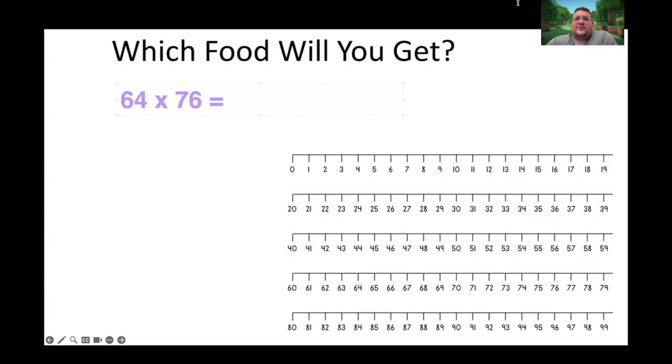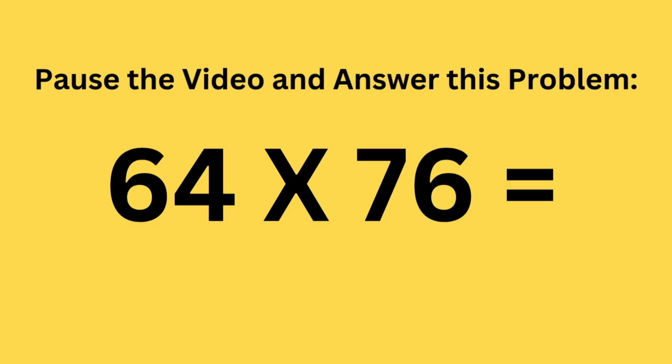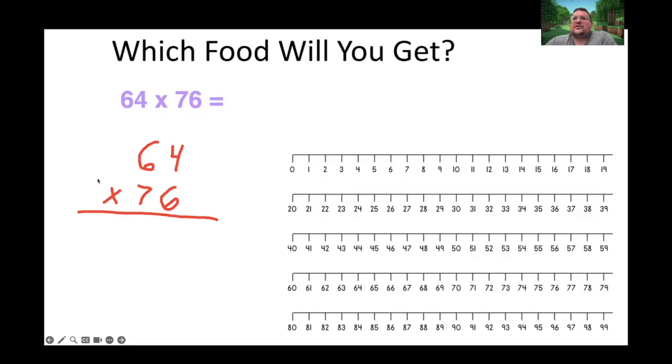All right, we need to figure out which food we are going to earn, and to do that, we need to answer this multiplication problem. 64 times 76. So what I want you to do is pause the video, solve it, come back, we'll do it together, and then we'll see, will you get the rabbit stew, the berries, or nothing? All right, you should have your answer written down. Remember, we're going to start with the 6. We're going to multiply up and then diagonal.